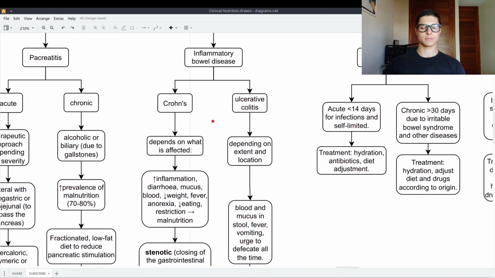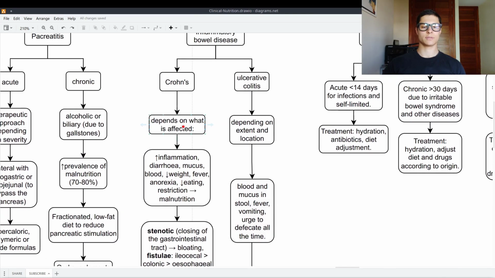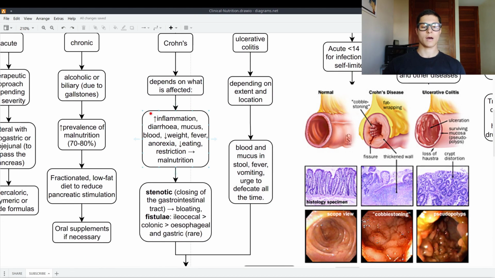Inflammatory bowel disease. We have the Crohn's disease and the ulcerative colitis. Crohn's disease depends on what is affected. We have high inflammation here, diarrhea, mucus with blood. We lower the weight, we have fever. We can also have anorexia here, lower intakes and also restriction. These factors, they all cause malnutrition.